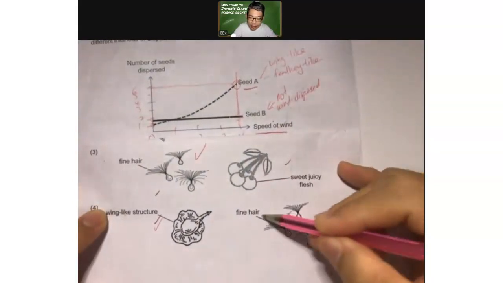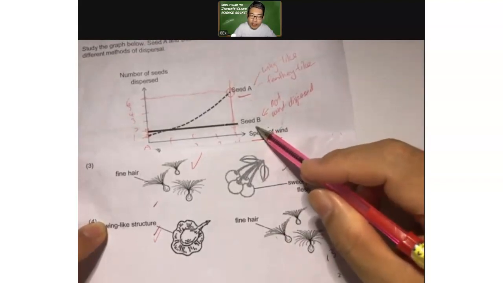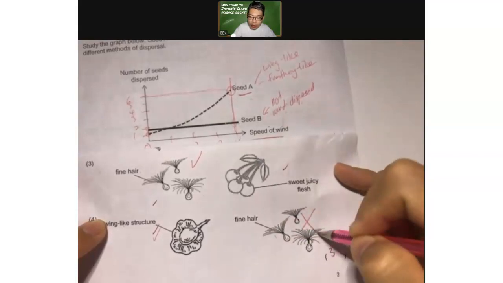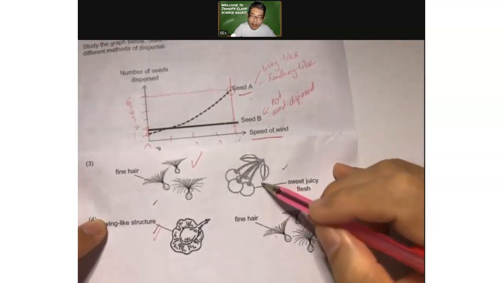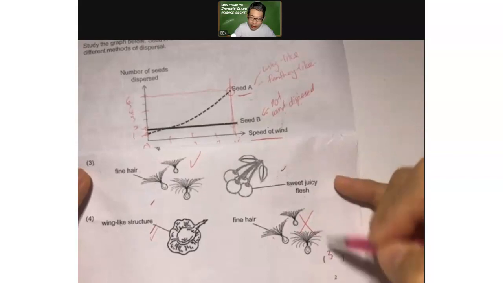Number 4 says it has fine hair, but seed B should not be affected by wind. So this will be affected by wind. So this is wrong. Left with this. This is by animals. Sweet, juicy flesh attracts animals to eat it. So this will be the answer for question 2. Answer is 3.